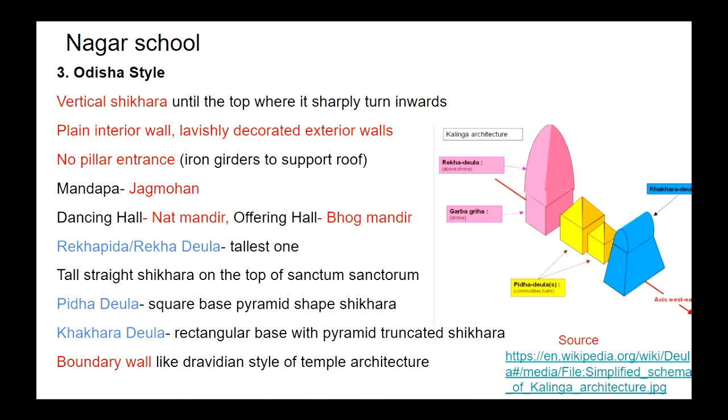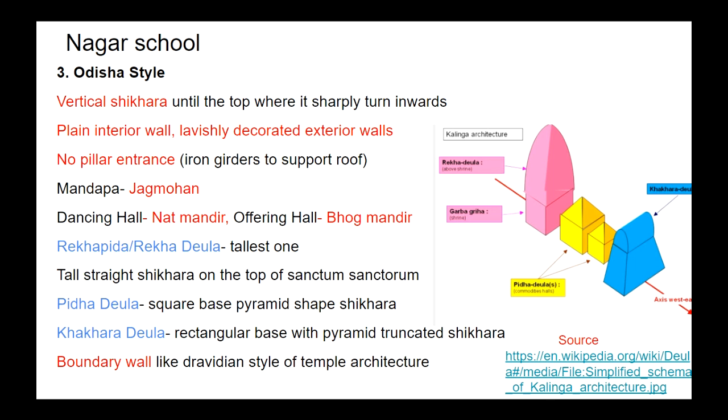Third sub school of Nagar school temple architecture was Odisha school. In this school, Sikhar was vertical until the top where it sharply turned inwards. Plain interior wall, but lavishly decorated exterior wall. No pillar entrance, iron girders to support roof. Mandapa in Odisha style temple architecture was known as Jagmohan. And in this style, we also found Nat Mandir. Nat Mandir was dancing hall, then Bhog Mandir. Bhog Mandir was offering hall.